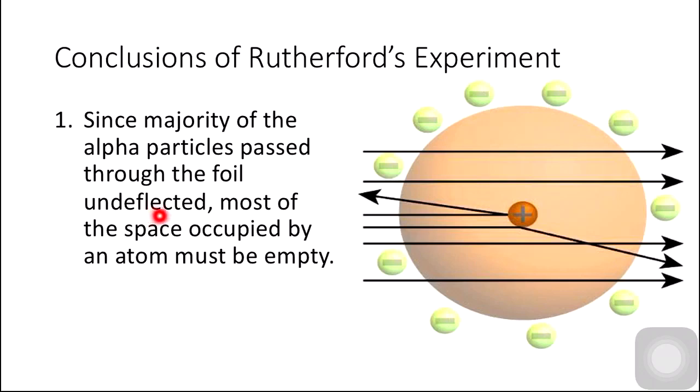To understand this, just look at this magnified image of a gold atom. In this diagram, these arrows represent the beam of alpha particles. As you can see over here, the majority of the alpha particles go straight. It means the major space inside an atom is empty.